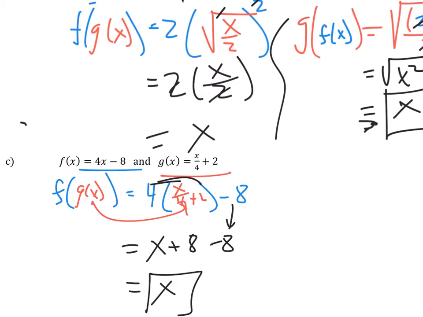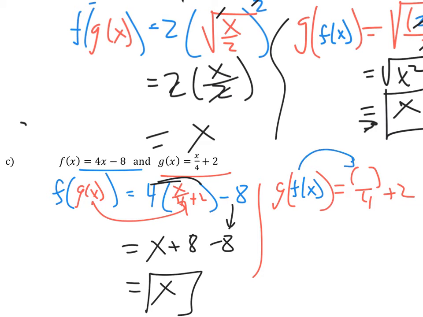All right. Now we got to check it the other way. Don't stop there. So g of f of x, got to compute that. So g is blank over 4 plus 2. So that blank is just where we have an x. That's the input. So something over 4 plus 2. And that something is our input. So let's put that in there. And so we have 4x minus 8.